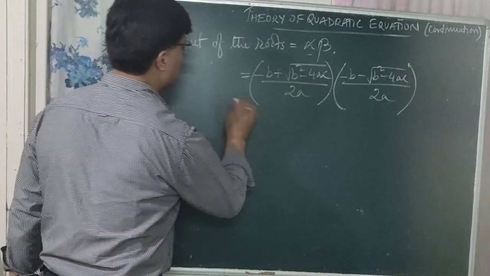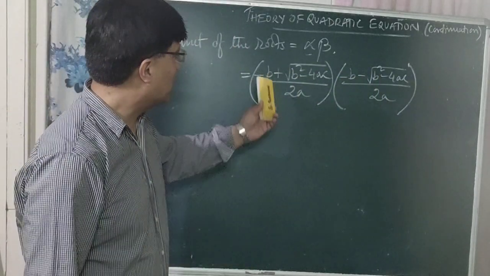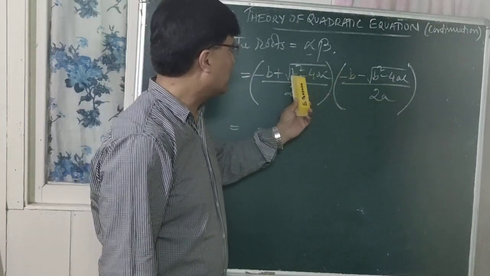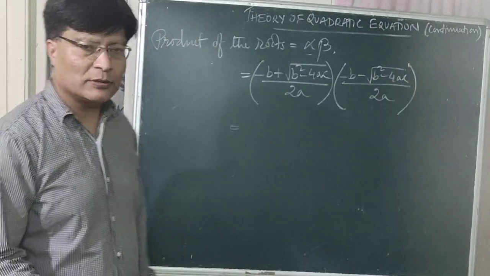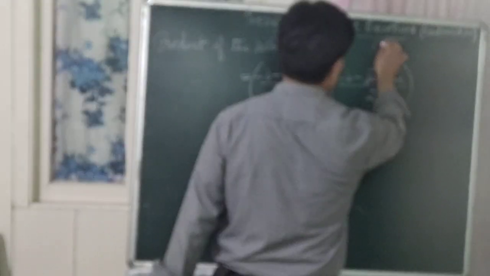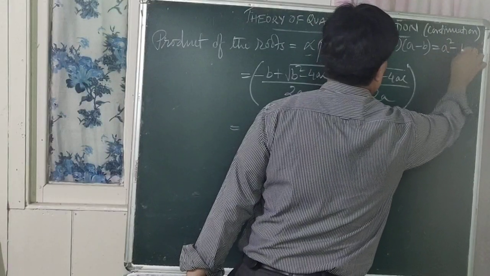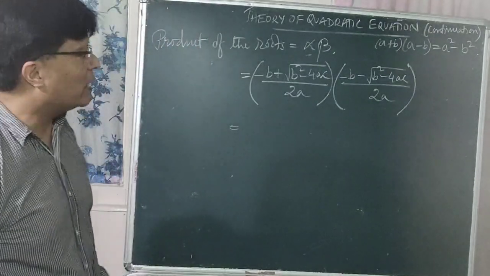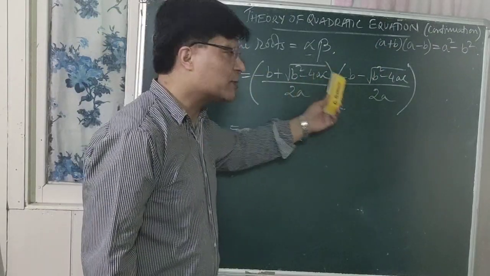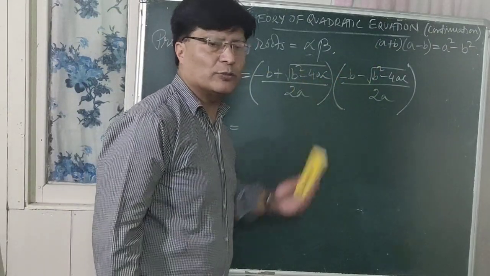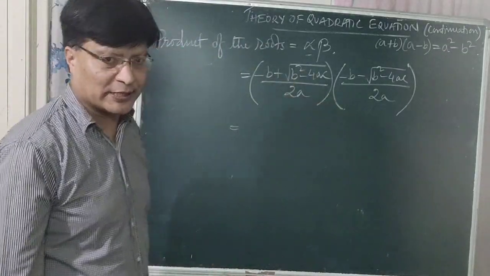So which is equal to, now this is a plus b into a minus b formula, isn't it? Here a is minus b, and what is b here? Root over b square minus 4ac. You know the formula, a plus b into a minus b is equal to a square minus b square, isn't it? This is also an important formula. A plus b into a minus b is equal to a square minus b square. So comparing these two, what is the value for a out here? Minus b. What is the value for b out here? Root over b square minus 4ac.